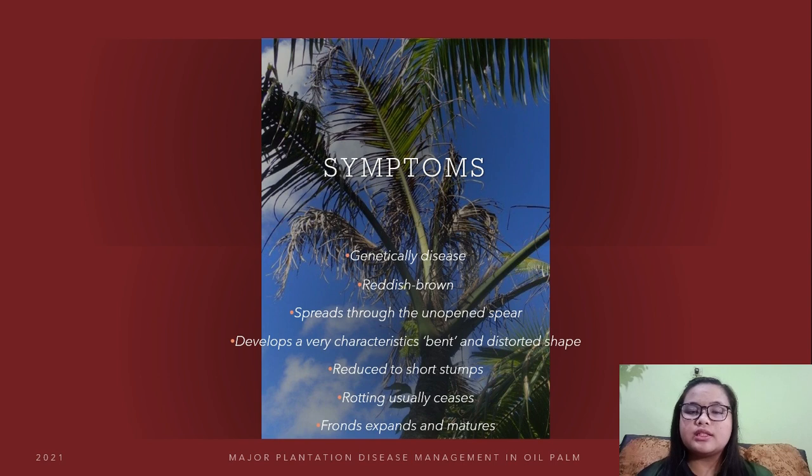The affected spear tissues are reddish-brown. The affected area spreads through the unopened spear, damaging immature pinnae. As the spear opens, it develops a very characteristic bend and distorted shape, with the main bend at the initial infection. The pinnae in this section of the frond may be reduced to short stumps. Once the fronds open, the rotting usually ceases and the frond expands and matures.